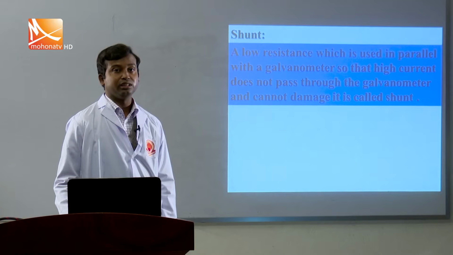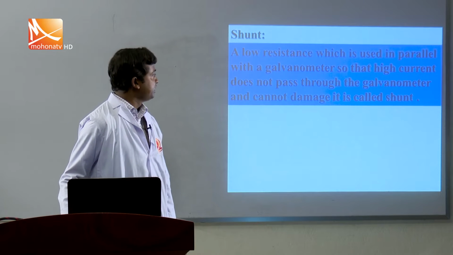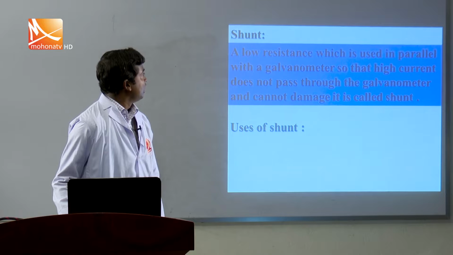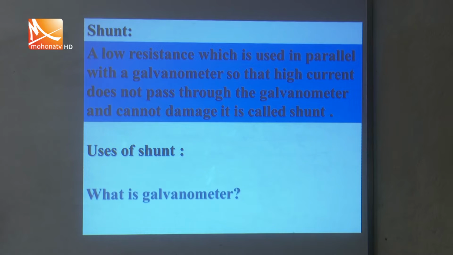This is a device which is used to detect the existence of current in a circuit. In this galvanometer, we use a shunt. So, are there any other uses of a shunt? Of course, other uses of a shunt are in the ammeter and voltmeter.